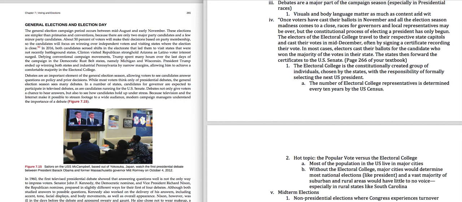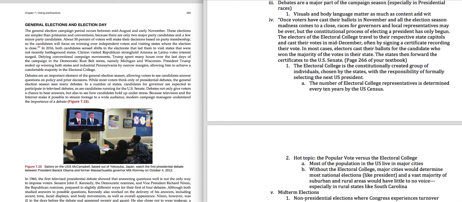Nixon had a stomach bug, and he was looking pale, and he refused to wear any makeup. He was pale and unshaven. He looked like crap. And it was when people started realizing, you know what, visuals matter. Folks that listened to it on the radio thought the debate was a draw. Folks that watched it on TV thought Kennedy kicked his butt. What was the difference? The visuals.